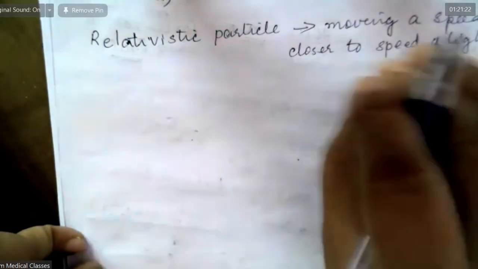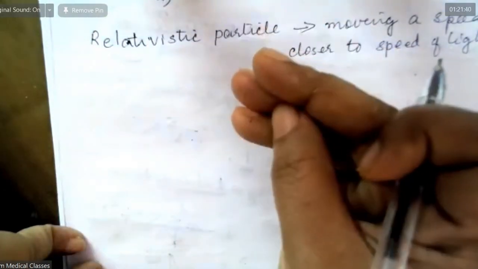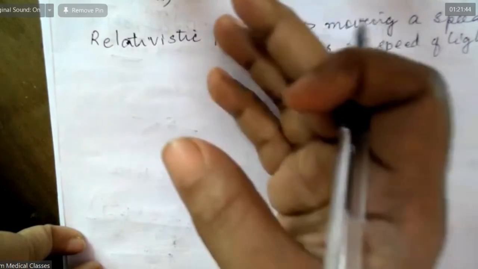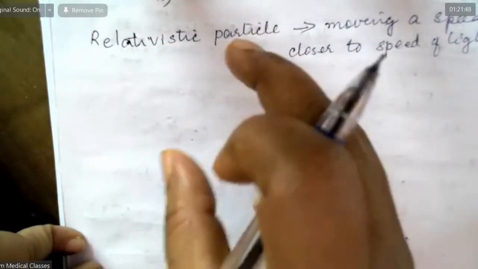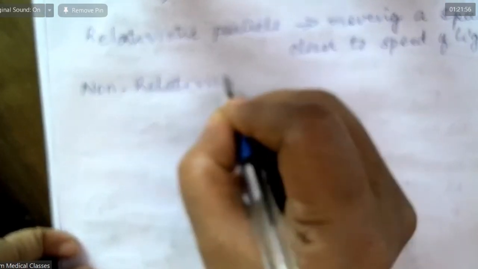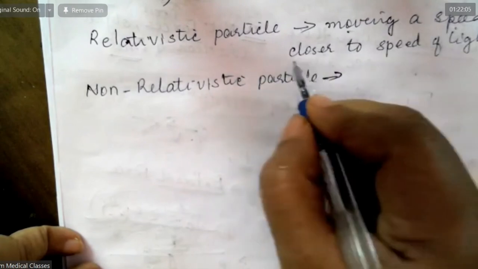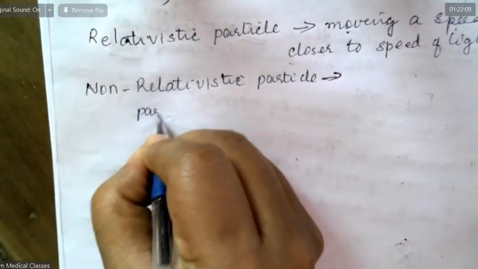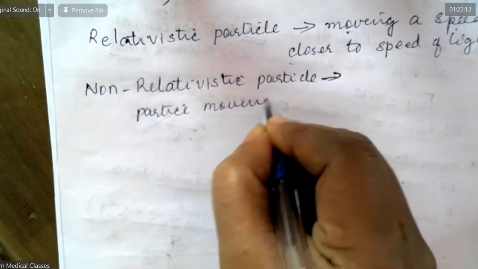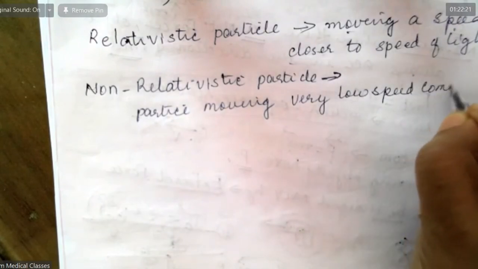Because it is said that if any particle moves closer to the speed of light, it doesn't obey many of the things which you have learned so far. For example, mass, you are saying that mass is constant, right? All these laws are applicable to a non-relativistic particle. So what is a non-relativistic particle? A particle which is not moving closer to the speed of light, that is moving with very low speed compared to the speed of light.